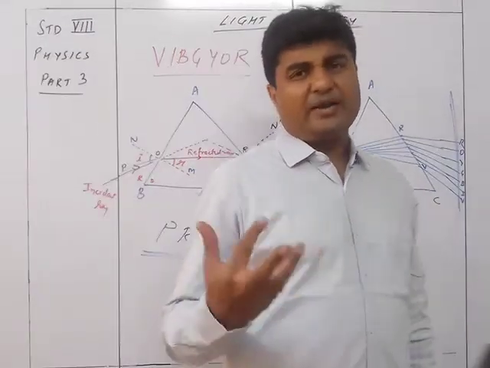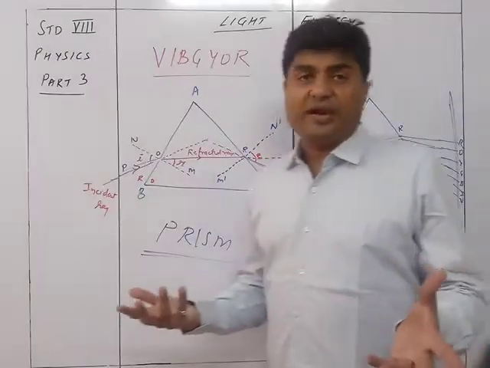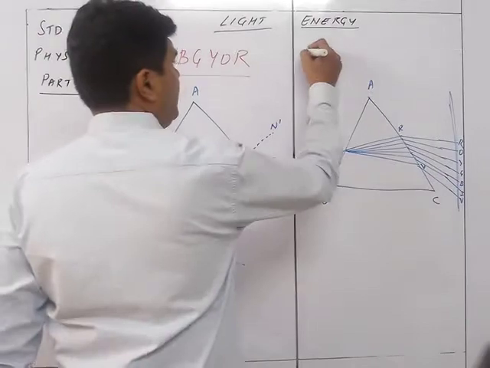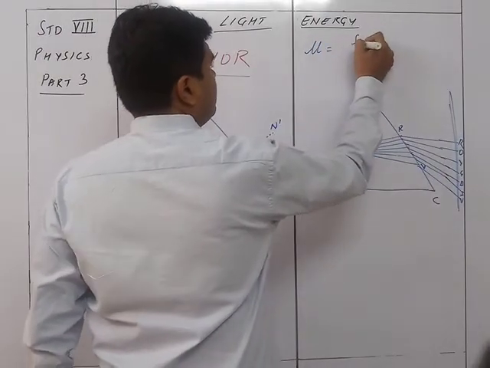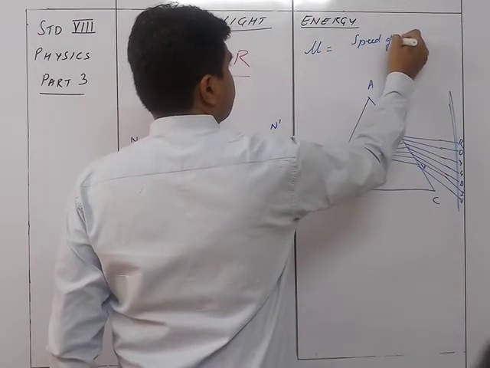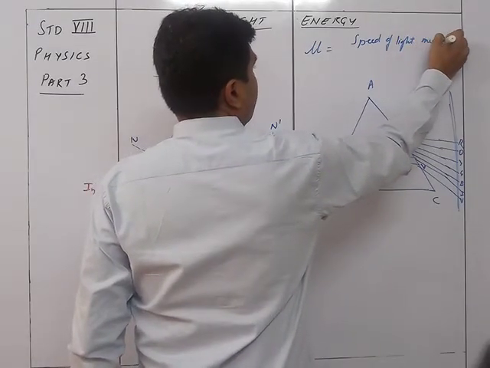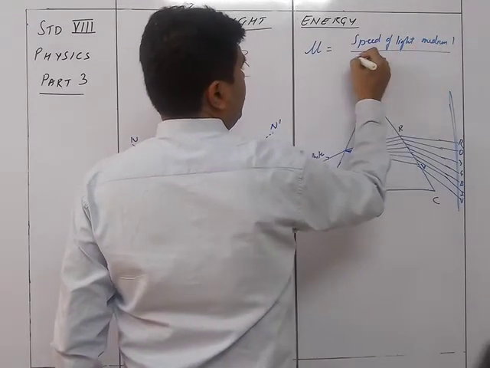So what exactly we mean is, we know what the refractive index is. We studied in our previous video that refractive index mu is equal to the speed of light in medium 1 upon the speed of light in medium 2.